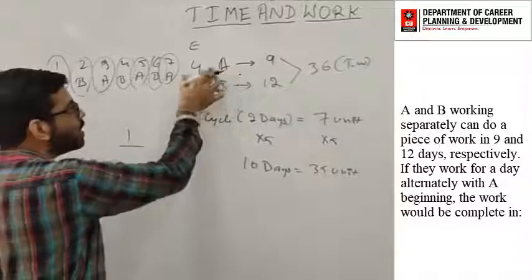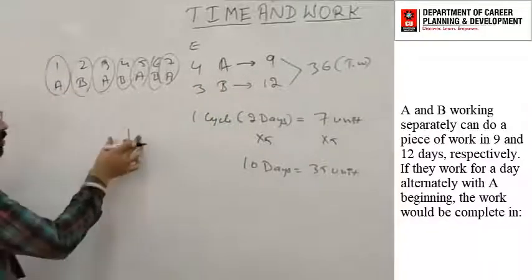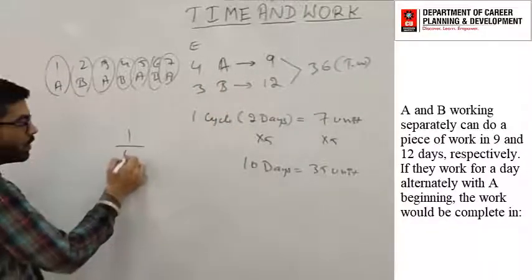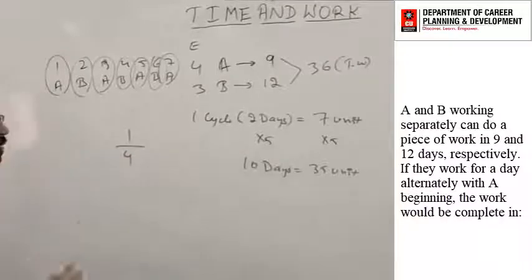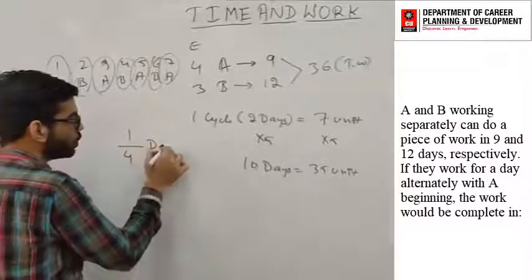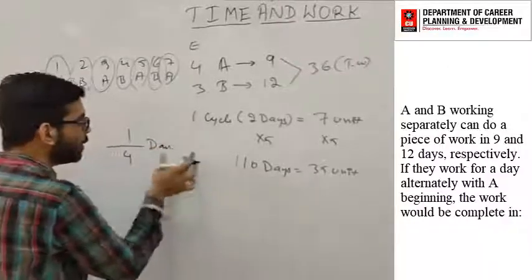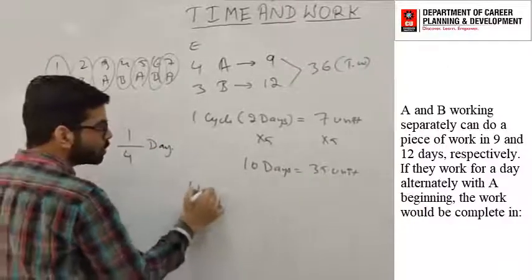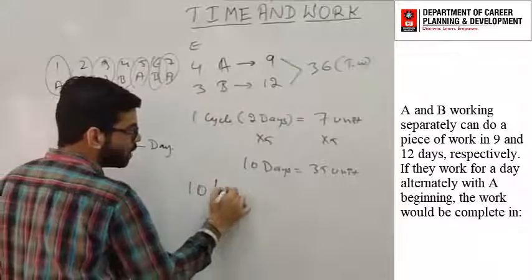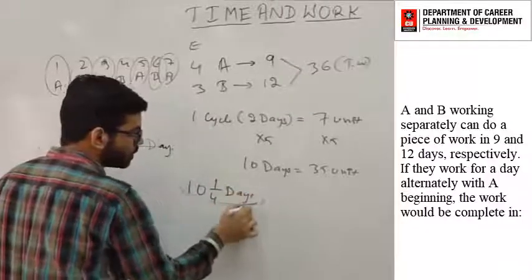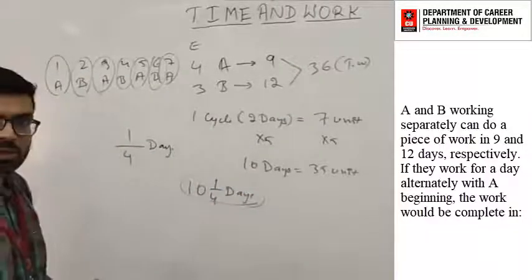It is an odd day, so who will work? A will work, with the efficiency of 4. Work left is 1 unit. A's efficiency is 4, so A will take 1/4 of a day. So total number of days will be 10 days plus 1/4 of a day. So the answer comes out to be 10 1/4 days. Let's see the next question.